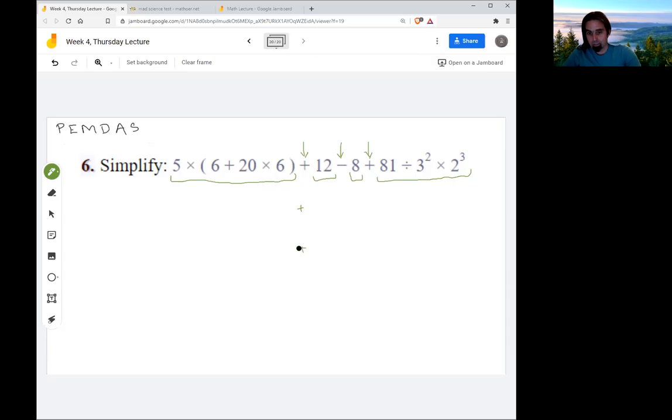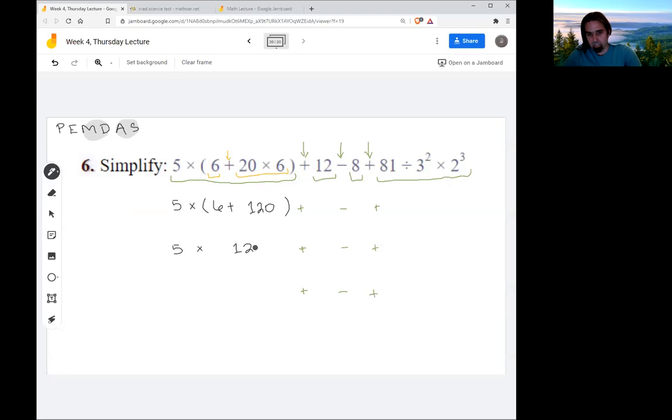The plus and minus is just going to keep going. So in this term, 5 times stuff, okay. Am I going to do the addition or the multiplying first in the parentheses? Multiplying. And either you're thinking that because multiplying and division come before addition and subtraction, remember, those are like two groups. Or maybe you are thinking that this is one term inside the parentheses, and this is another term inside the parentheses. It's the same thinking. Anyway, but yes, we do the 20 times 6 first. So this is going to be 6 plus 120.